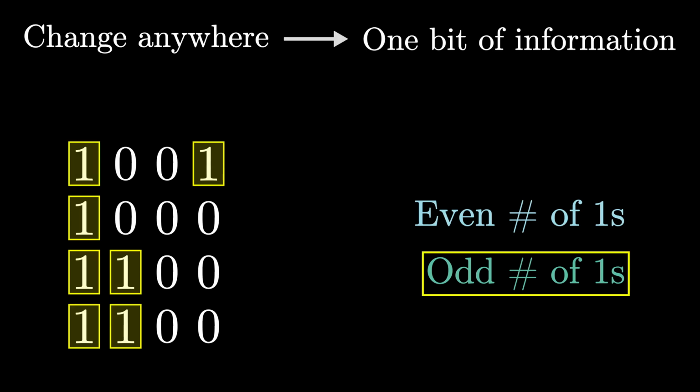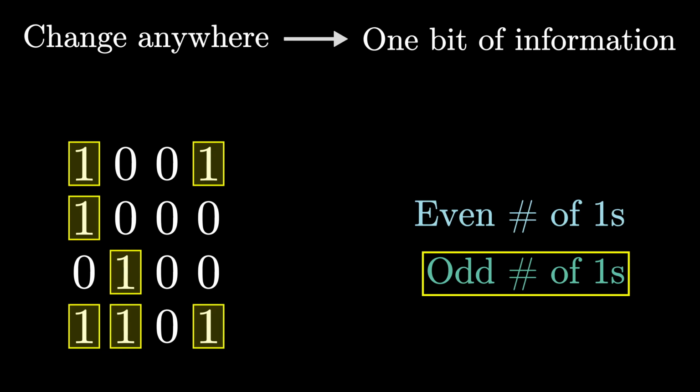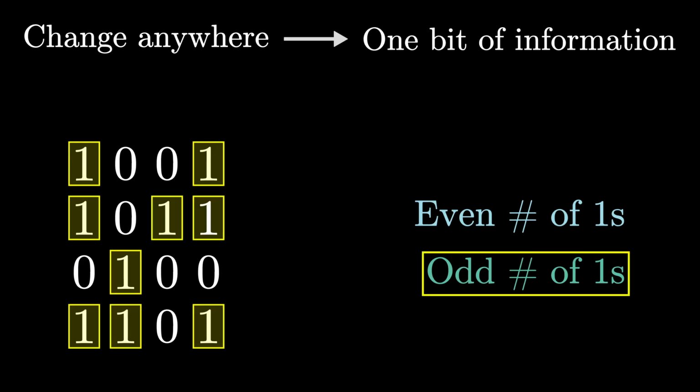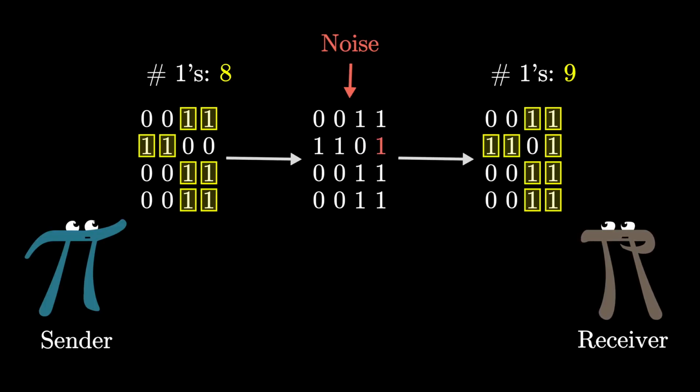Notice, if any bit of this message gets flipped, either from 0 to 1 or 1 to 0, it changes the total count of ones from being even to being odd. So if you're the receiver, you look at this message and you see an odd number of ones, you can know for sure that some error has occurred, even though you might have no idea where it was.